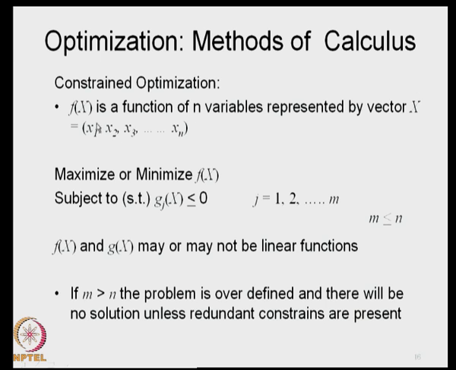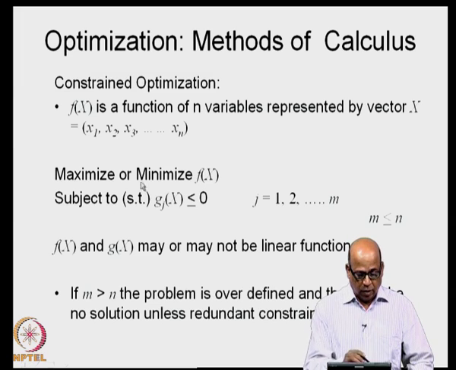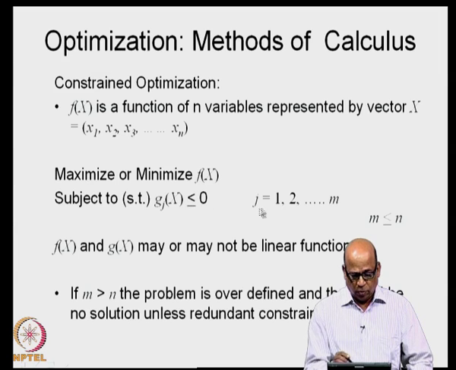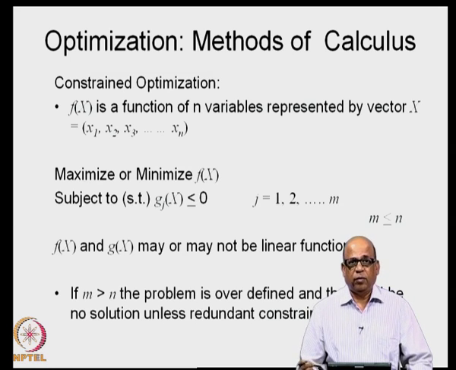So, in constrained optimization, we have a function f of x of n variables, that is multiple variables x1, x2, x3, etcetera, x n, and then we are subjected to a set of constraints of the type g j of x less than or equal to 0, j equal to 1, 2, etcetera, m. So, there are n variables and there are m constraints. Let us say you have 4 variables and 3 constraints, 4 variables and 4 constraints, 4 variables and 10 constraints, and so on.